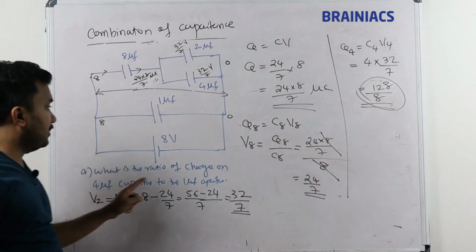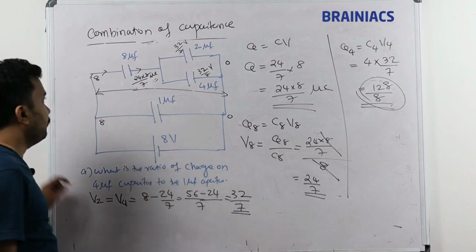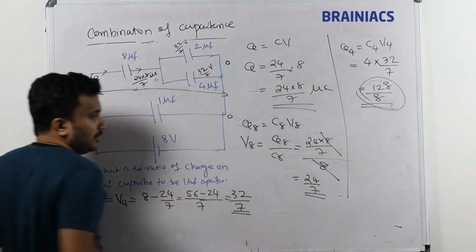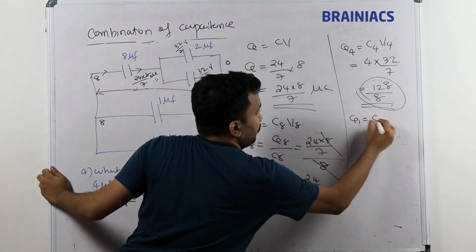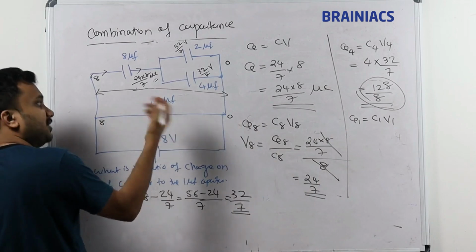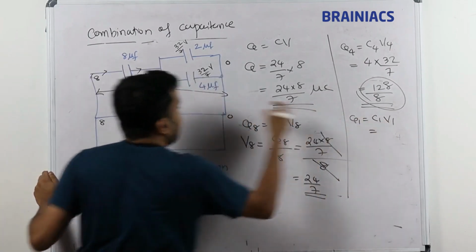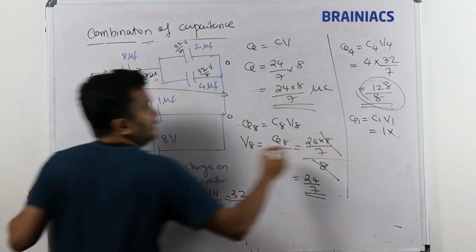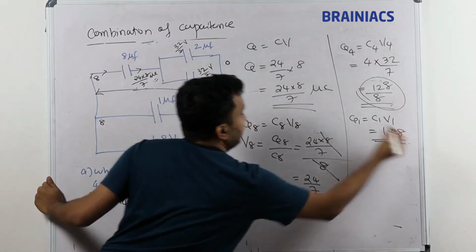Next one, what is the charge on the 1 microfarad capacitor? What will the voltage be across it? Voltage means 8 minus 0. So I can say Q1 is equal to C1 V1 for this 1 microfarad capacitor. What is the charge? I need to find it out. What is the capacitance? 1 microfarad. What is the voltage? 8. So I get 1 into 8.